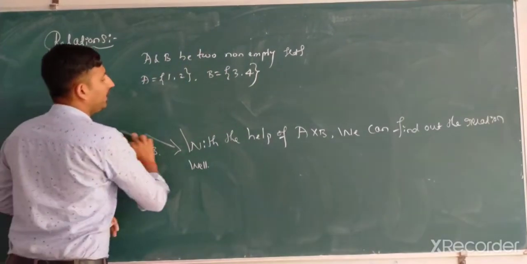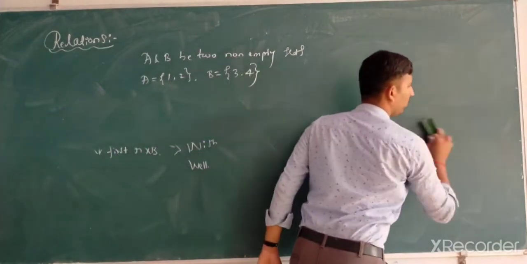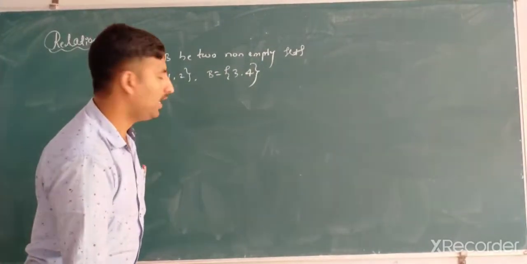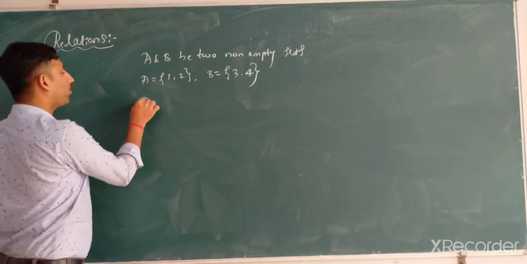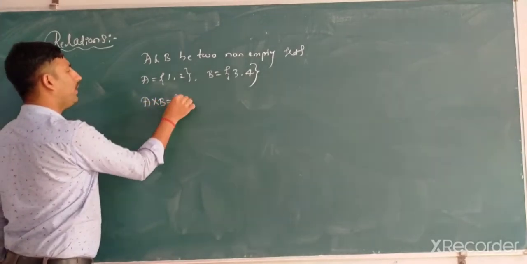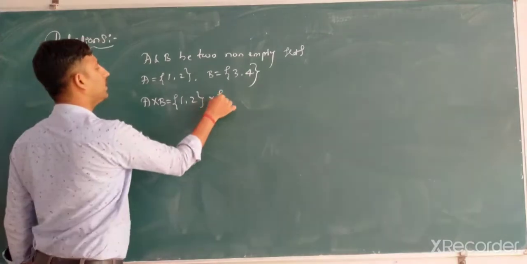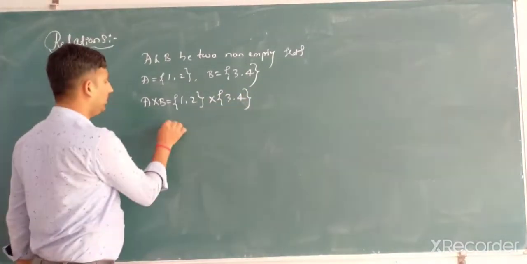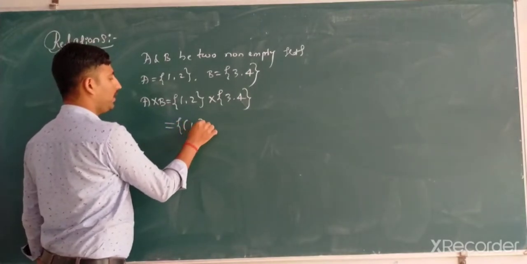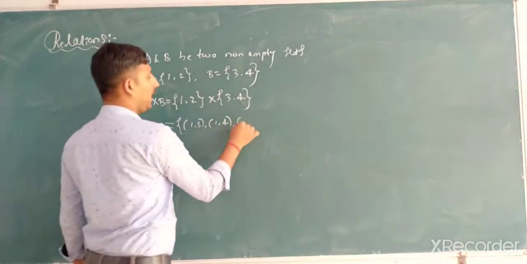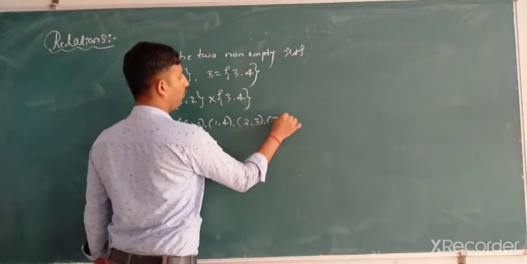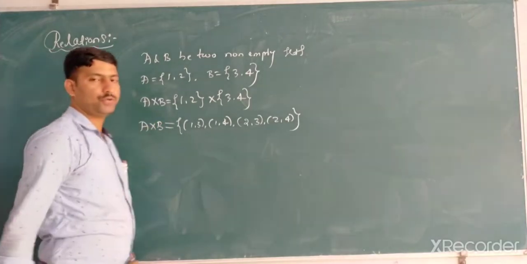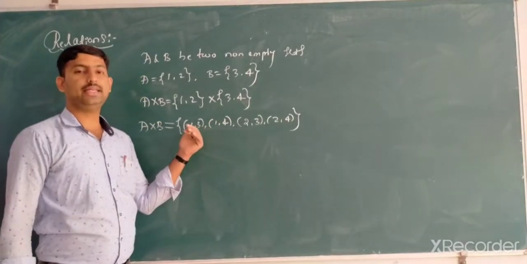I have written that A is equal to 1, 2 and B is equal to 3, 4. Before finding the relation, I would like to find out A cross B. What is the value of A cross B? You know A cross B is nothing but 1, 2 cross 3, 4. What are the values? That is 1, 3, 1, 4, 2, 3, 2, 4. That is nothing but A cross B. Dear students, this is nothing but the set A cross B.